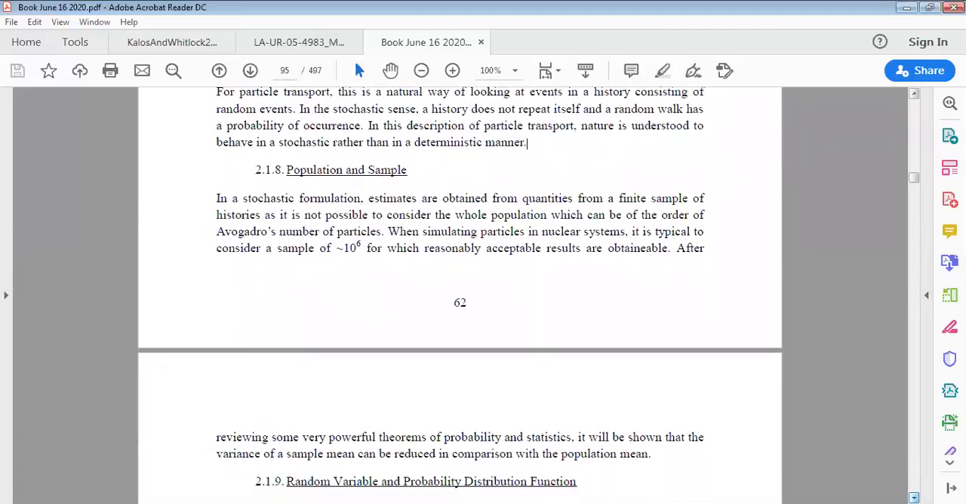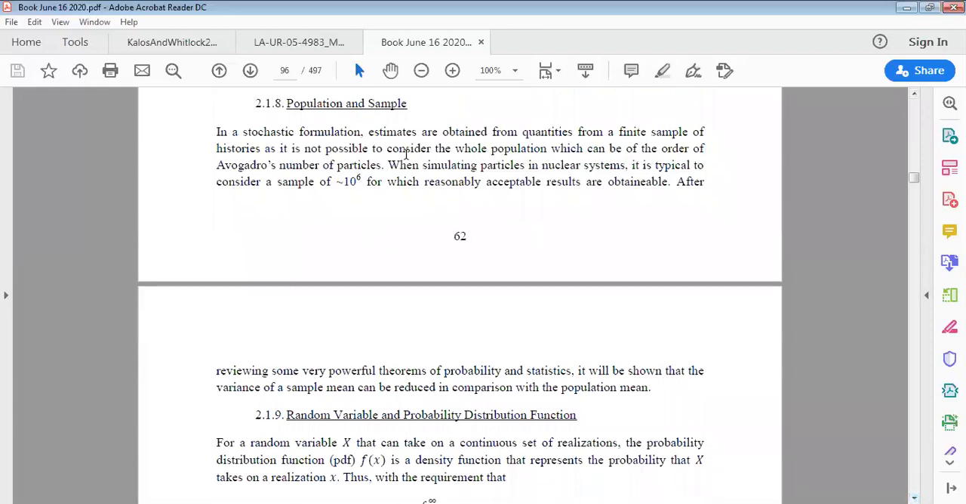Okay, so some terminology: population and sample. Now I told you that a population is something huge, like imagine Avogadro's number. It's 10 to the 23. Now, there's no way that me and you could simulate 10 to the 23 events. So what we can do is that we take a small sample, typically of 1,000,000 neutrons, and we say that this is the sample which we are going to simulate on our laptop, and we are going to infer what the behavior of the system is for a very, very large number, for a realistic number of events that are taking place.